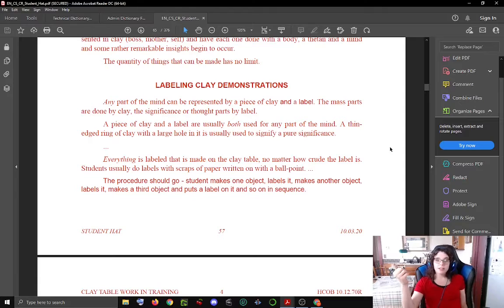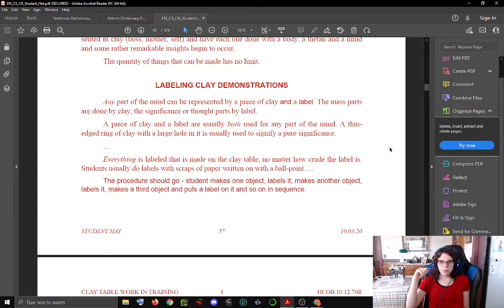Now, labeling clay demonstrations. Any part of the mind can be represented by a piece of clay and a label. The mass parts are done by clay, the significance or thought parts by label. A piece of clay and a label are usually both used for any part of the mind. A thin-edged ring of clay with a large hole in it is usually used to signify a pure significance.